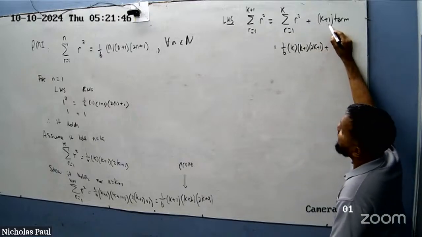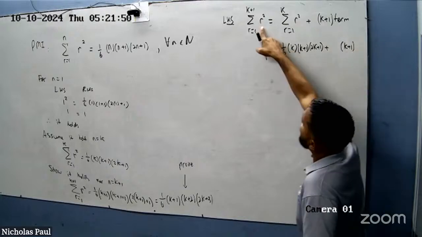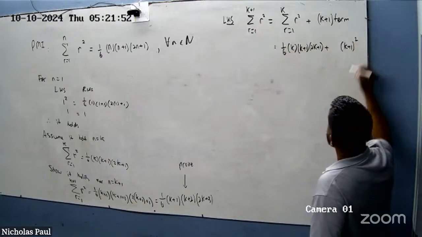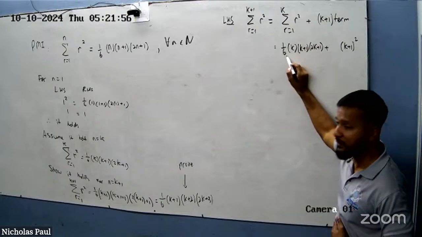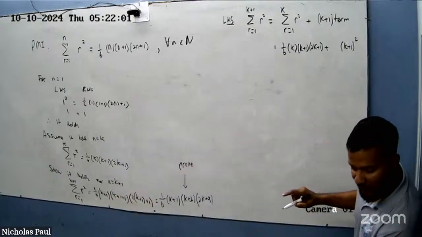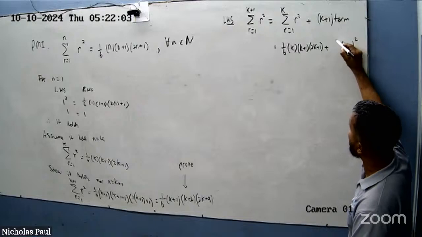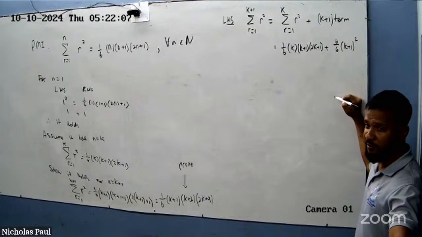What's the K plus 1 term? Put K plus 1 in there, so that'll be K plus 1 squared. Remember, there's a fraction on the outside, and there's a fraction here. And what did I do last week? Instead of writing 1 here, I wrote 6 over 6.